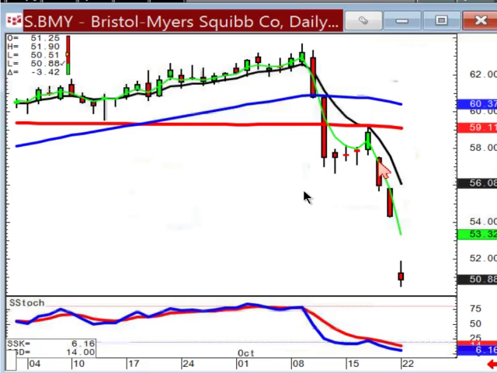Remember, the kicker signal doesn't require any confirmation of the stochastics. A kicker signal works effectively no matter where your stochastics are.